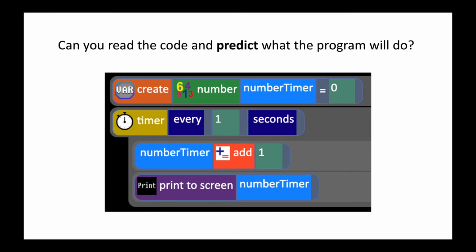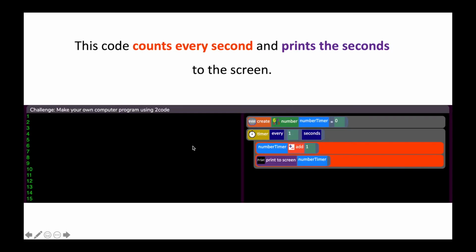Let's have a look. So this code counts every second and prints the seconds to the screen. So every second it adds 1 and then it prints it. So it goes 1, 2, 3 and it continues for the amount of time that you have the program running.